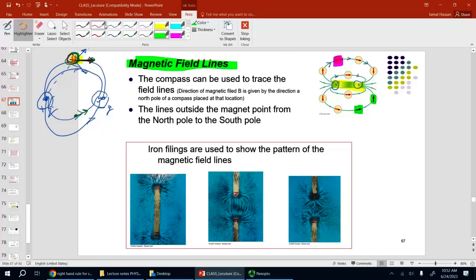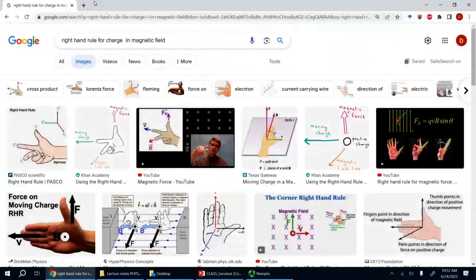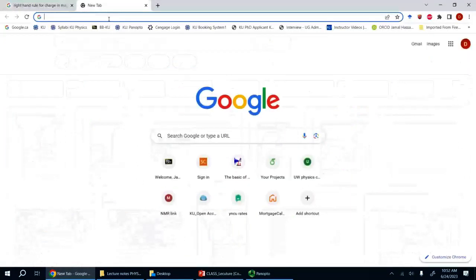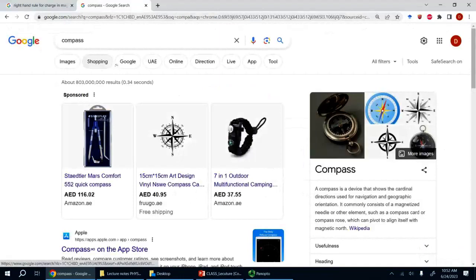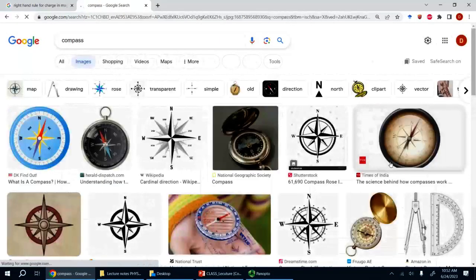Again, remember, what is a compass? A compass is just like a needle-shaped metal. So it's a magnetic piece. One side is negative, one side is positive. Let me just write down compass. I'm not sure if you see the screen or not, but these are compasses, okay?